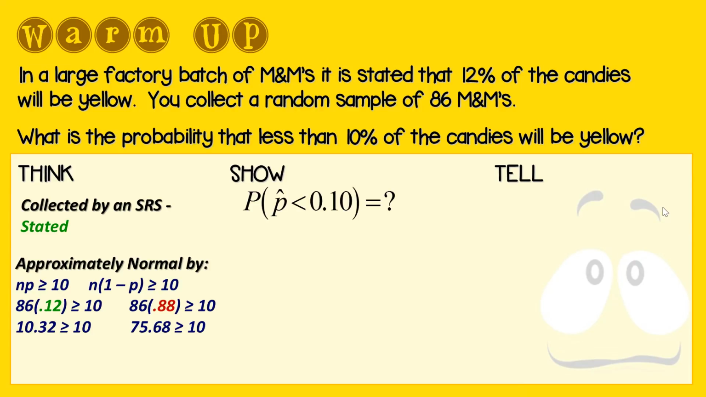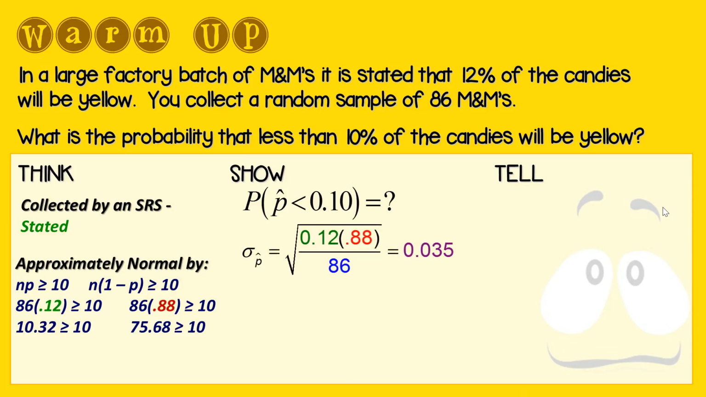Because right now, they've said a large factory batch stated 12% will be yellow. Well, I pulled 86 candies, 12% should be yellow. So is it above 10? And again, those that are also not yellow. If you're interested in that condition, I highly recommend you check out binomial distributions and how they actually apply to the normal model. But if you haven't seen those conditions before, pause the video and try to look into them and don't just accept them as fact.